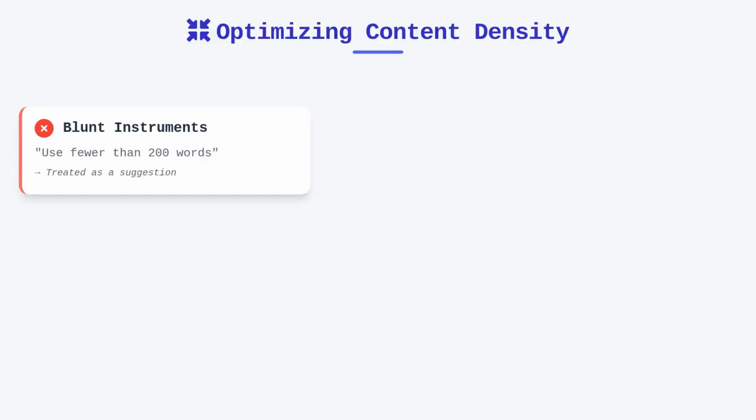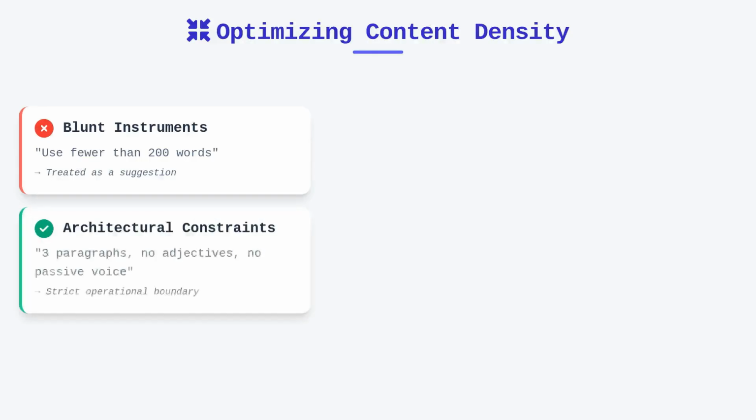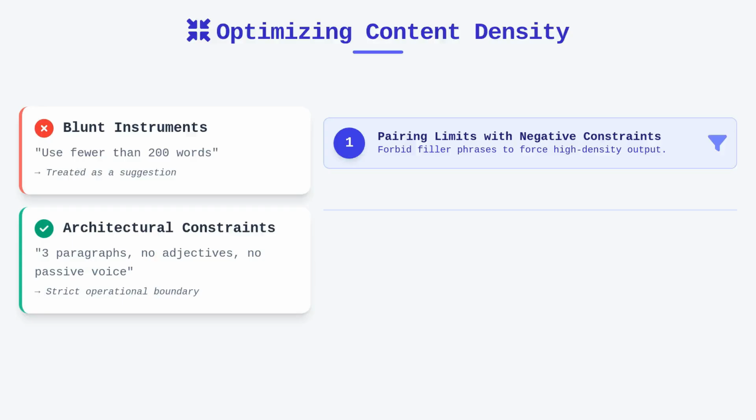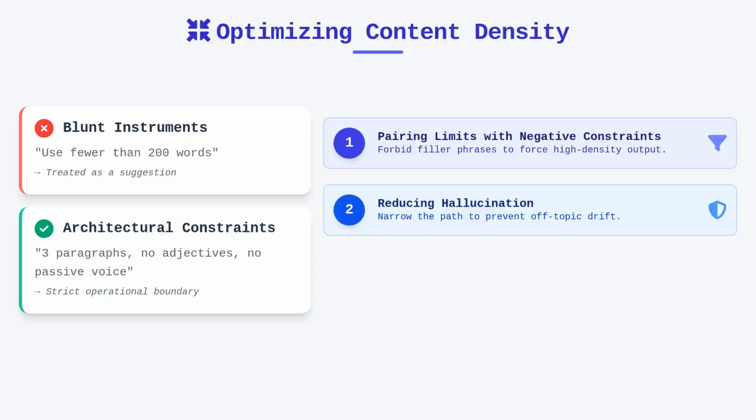Instructing an LLM to use fewer than 200 words is a suggestion, but instructing it to limit the response to exactly 3 paragraphs, exclude adjectives, and avoid passive voice is a strict architectural constraint. These rules create a narrow path for the model to follow, significantly reducing the likelihood of hallucination or off-topic drift.